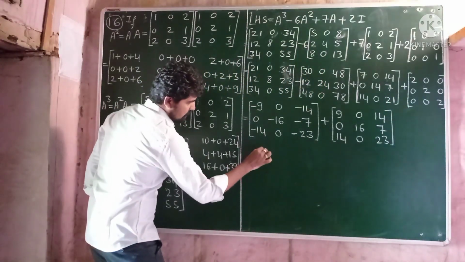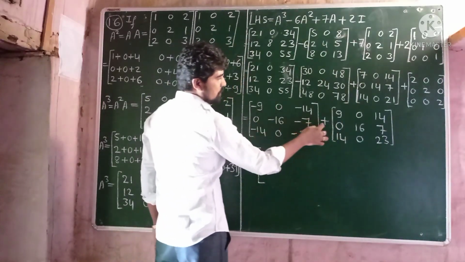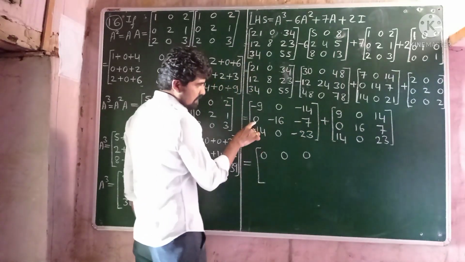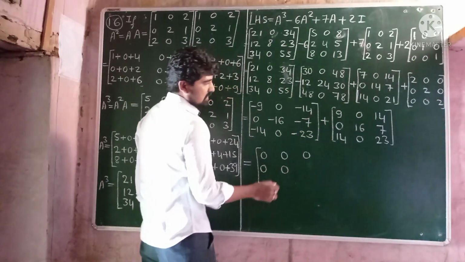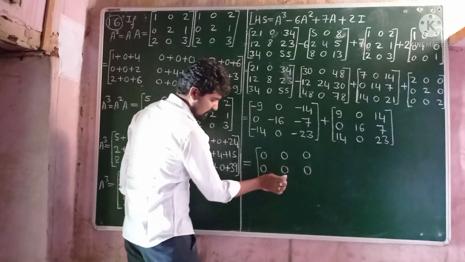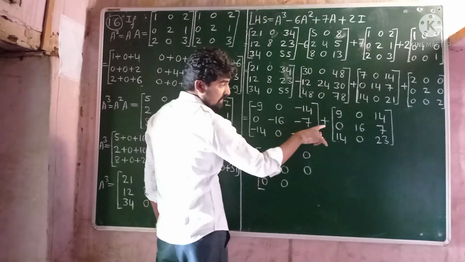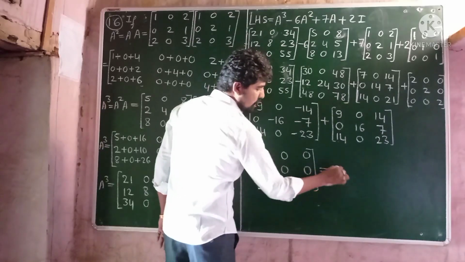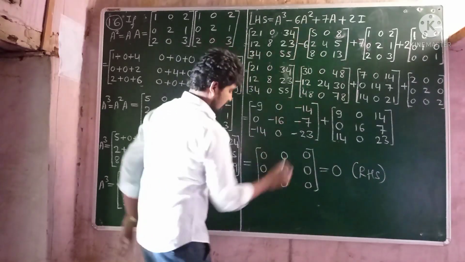Therefore this is equals to minus 9 plus 9 is 0, 0 plus 0 is 0, minus 14 plus 14 is 0, 0 plus 0 is 0, minus 16 plus 16 is 0, minus 7 plus 7 is 0, minus 14 plus 14 is 0, 0 plus 0 is 0, minus 23 plus 23 is 0. This is the zero matrix, which is equals to the O matrix, and hence this is equals to RHS.